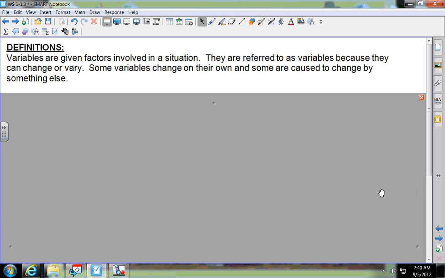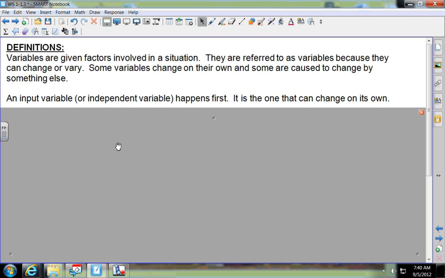Okay, first thing it says is variables are given factors involved in a situation. They are referred to as variables because they can change or vary. Some variables change on their own, and some are caused to be changed by something else. Okay, we will be addressing that. That's very important right there.